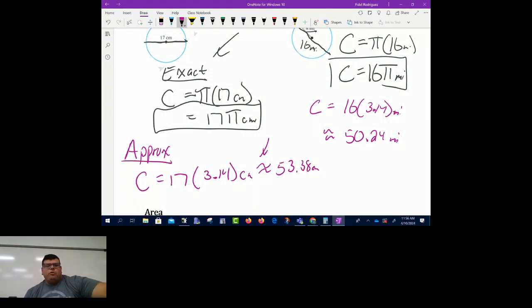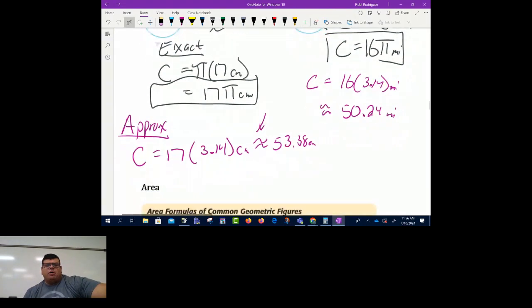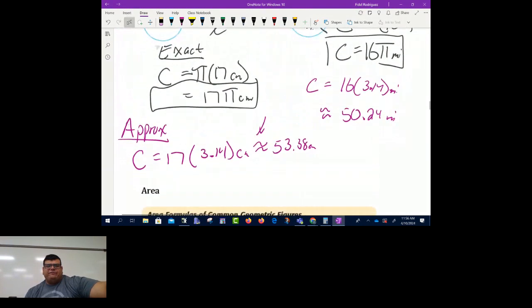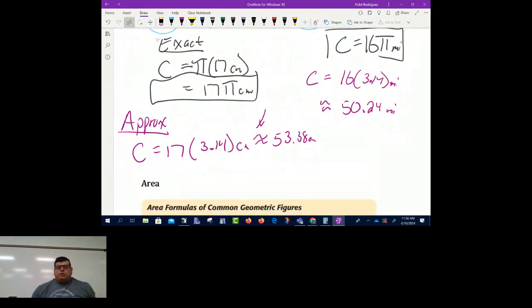So, y'all, we will pick up with area tomorrow. I don't want to get started on area today because we've only got a couple minutes left, but we will pick up with area tomorrow.